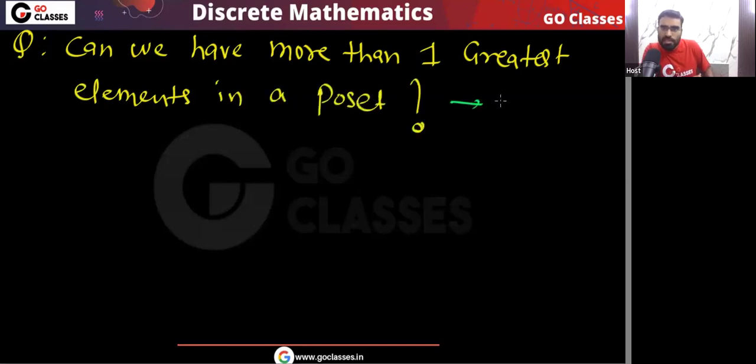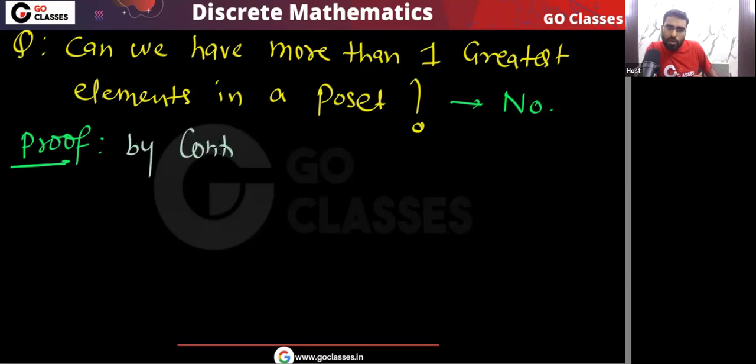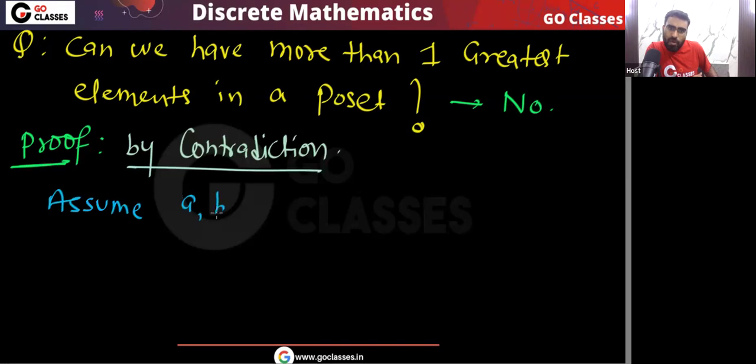Okay. The answer is no. And the proof is actually very simple. Assume for contradiction. Prove by contradiction. Just assume for a moment that you have two different elements that are greatest. Assume A comma B are greatest and A is not equal to B.